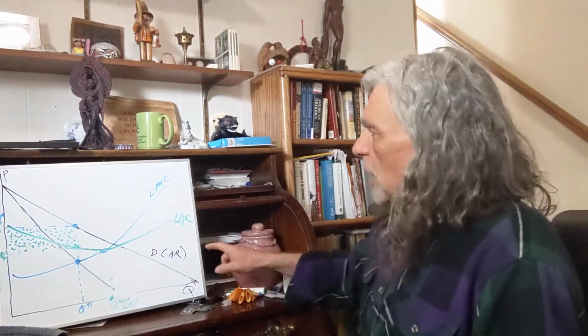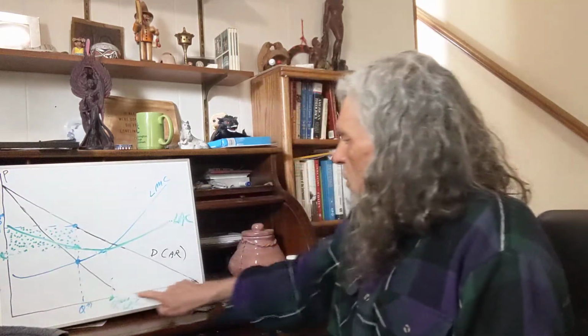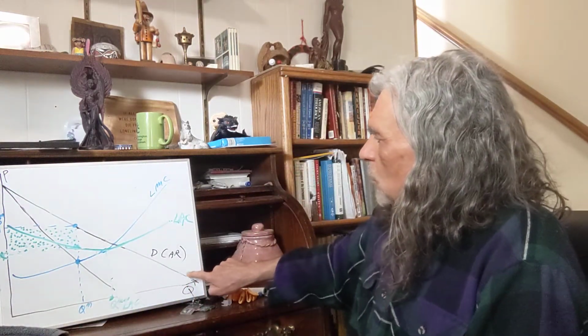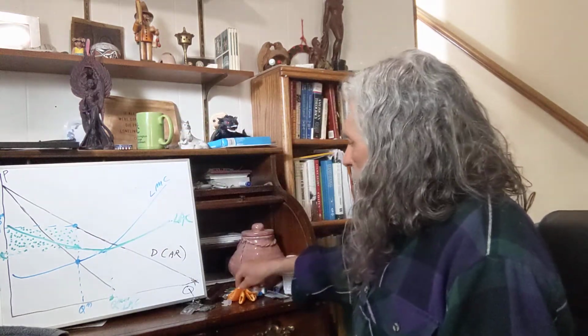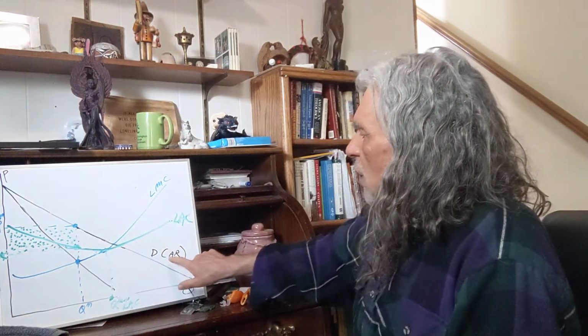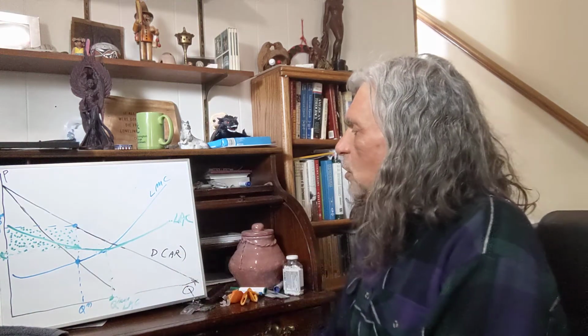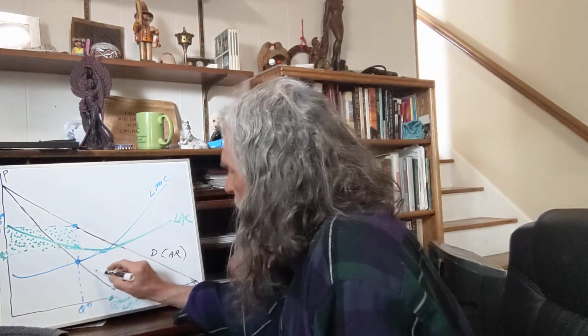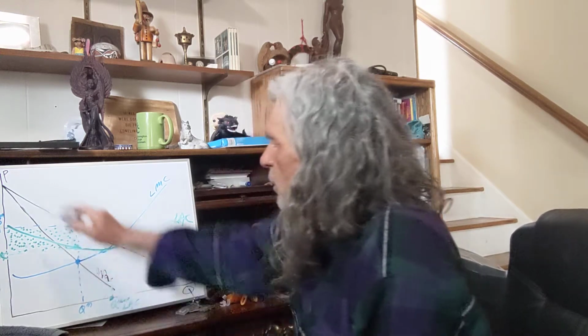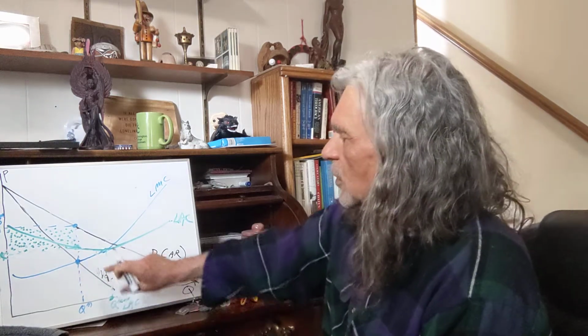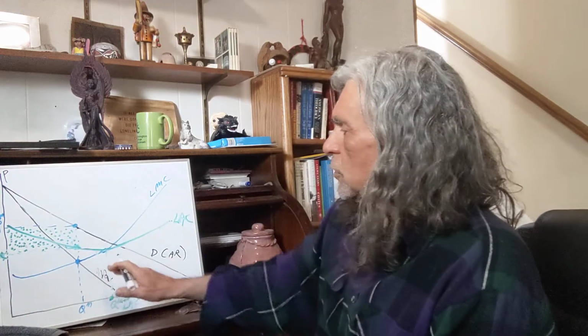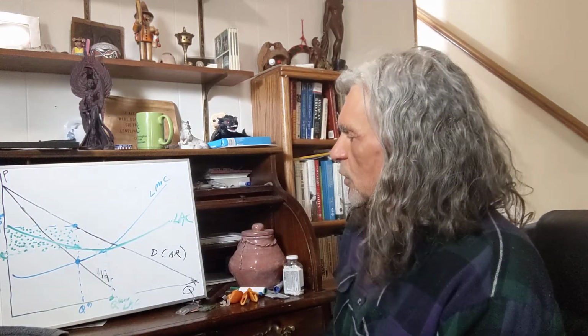Looking at the graph here, price axis, quantity axis, the market demand curve is the same as the monopolist's average revenue curve. The monopolist is the market. And here's their marginal revenue curve right here. Marginal revenue has the same vertical intercept as average revenue, but is twice as steep. Marginal revenue intersects long run marginal cost right here.